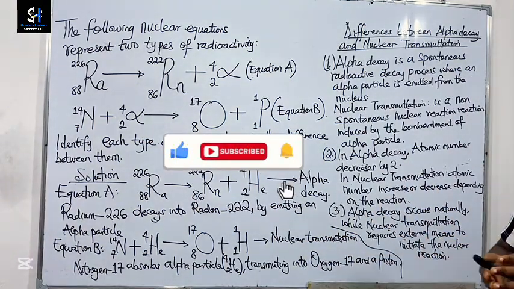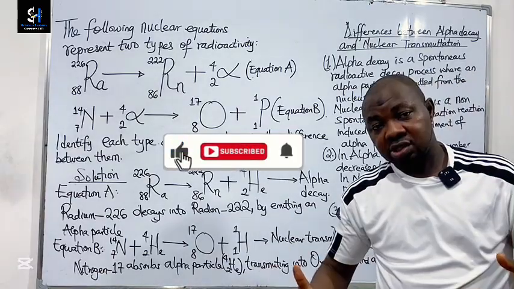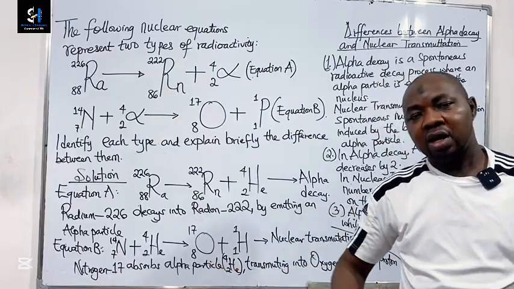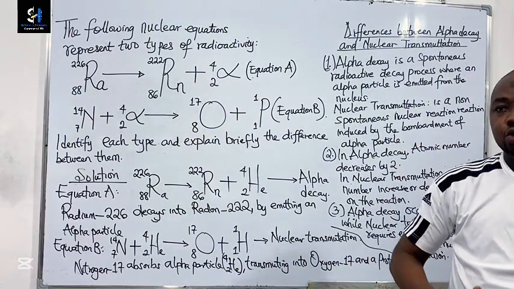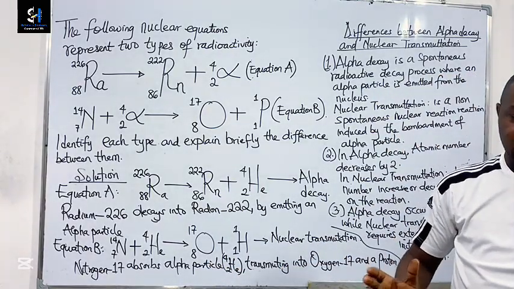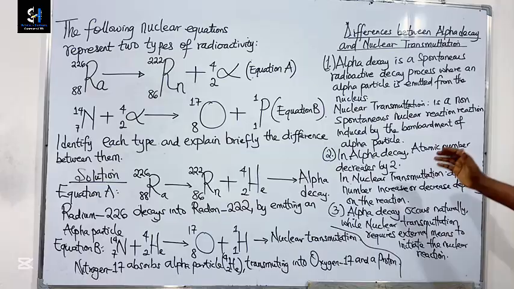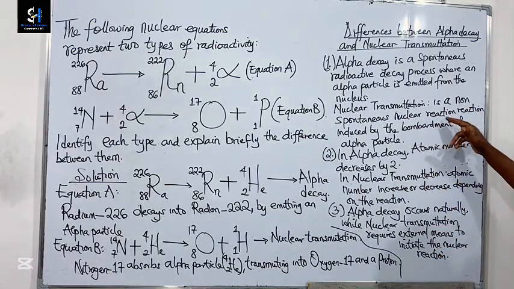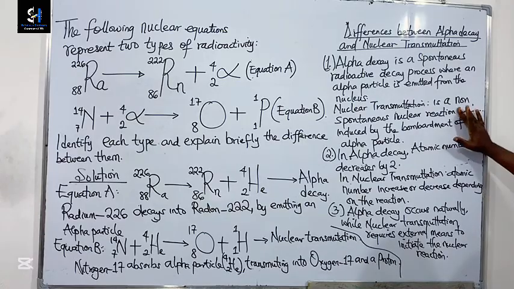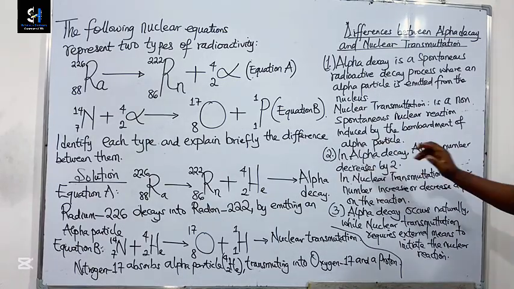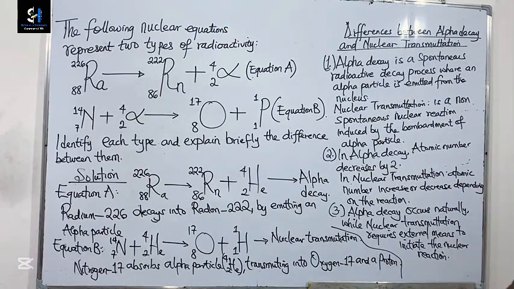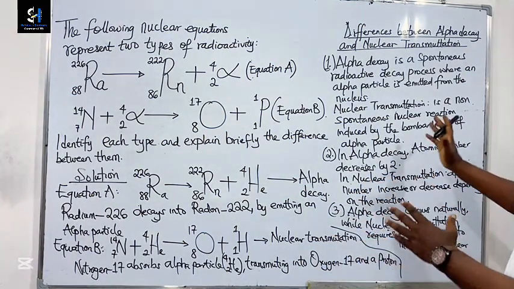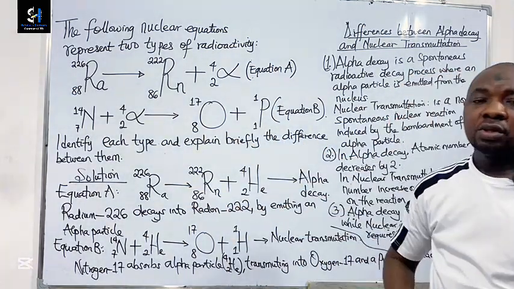So nuclear transmutation is a process where one element is converted into another through particle bombardment. To make it easier, we can say that nuclear transmutation is a non-spontaneous nuclear reaction induced by bombardment of an alpha particle. And these are the answers to this question.